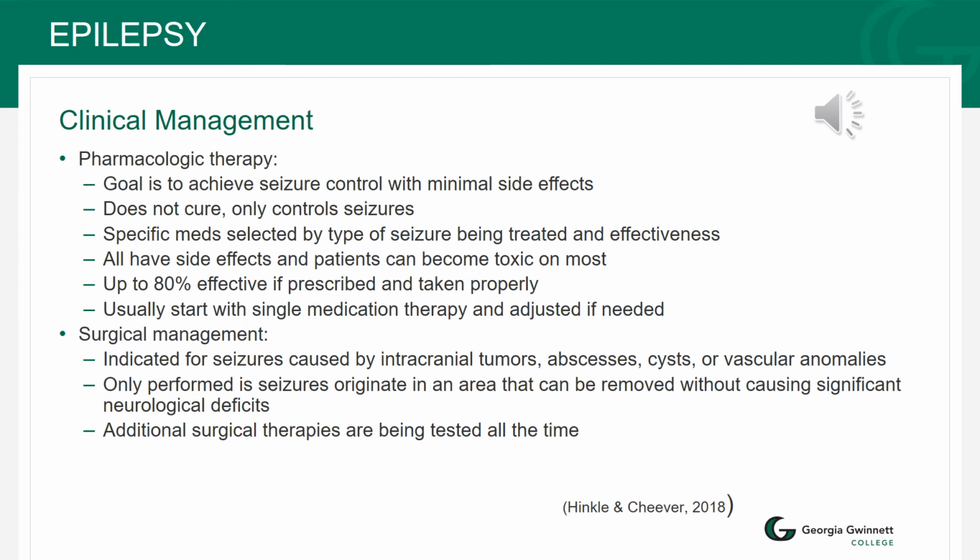There are specific medications based on the type of seizure and how effective they are to that seizure. Again, a lot of side effects with the anti-epileptics, and the patient can be toxic on them. The medication can be effective for up to 80% of the people if they're prescribed and taken properly. And then usually the healthcare providers will start them on one medication, and if that's not working, they can take them off of that or add an additional one and adjust it as needed.